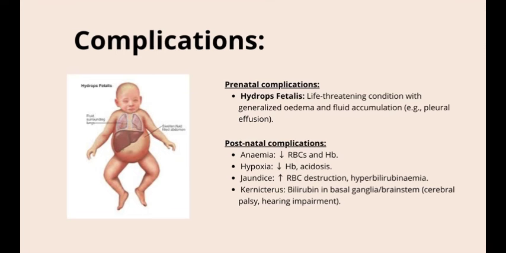So for instance, because there's hemolytic anemia, there'll be low RBCs and hemoglobin. There can be hypoxia, jaundice, and kernicterus, which is when the bilirubin from the hemolysis of red blood cells builds up in the basal ganglia and the brainstem. And this can lead to neurodevelopmental issues such as cerebral palsy and hearing impairment.